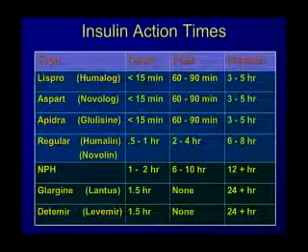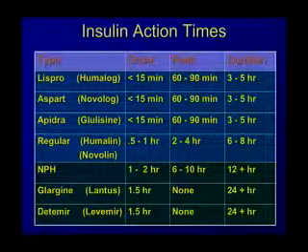And NPH can be used as an overnight insulin, but now they also have glargine and detemir. And they're more predictable because they don't really have a peak action. They're pretty flat. They last 24 hours. They're just for your baseline needs.